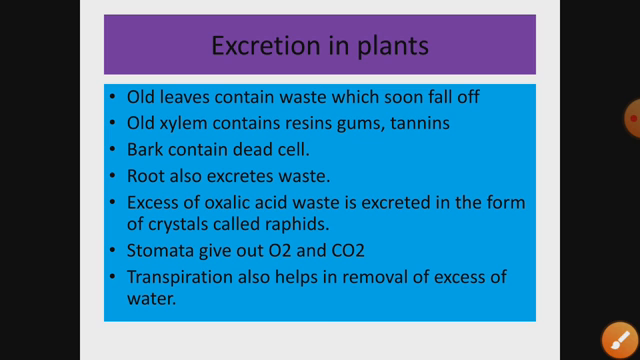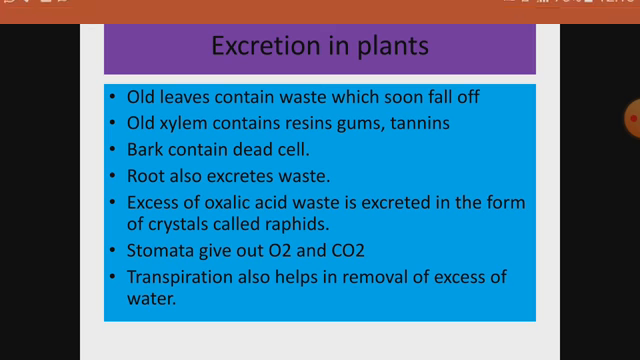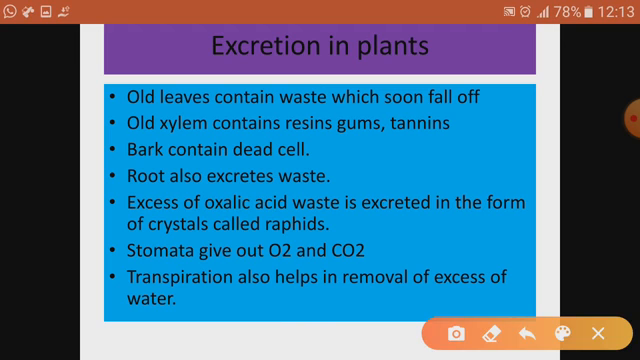Now the next very important topic is excretion in plants. Till now we have seen excretion in human beings. So today's topic is excretion in plants. Old leaves contain waste, and these leaves fall off from the plant. So when the old leaves fall off, it is one of the ways of the plant to excrete out the waste. Because the old leaves which shed off from the plant do have some waste material in them. So falling off of the leaves is one of the ways of excreting in plants.